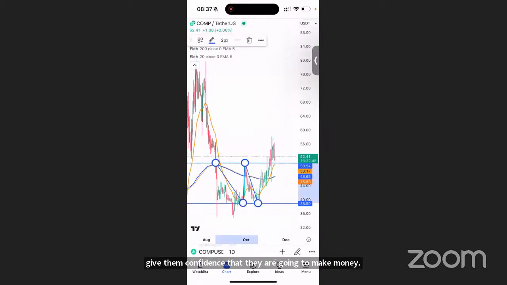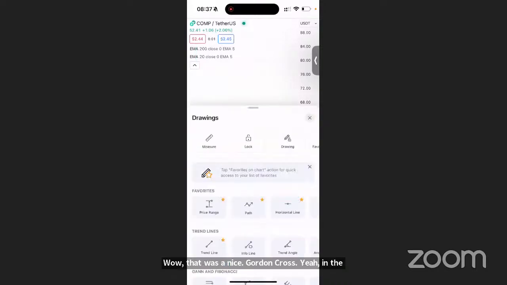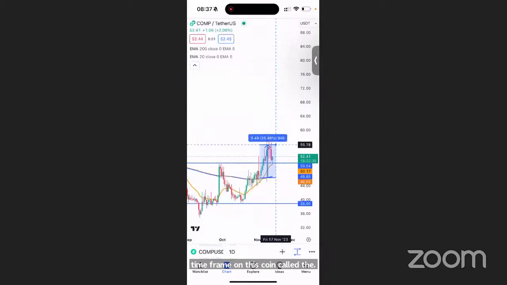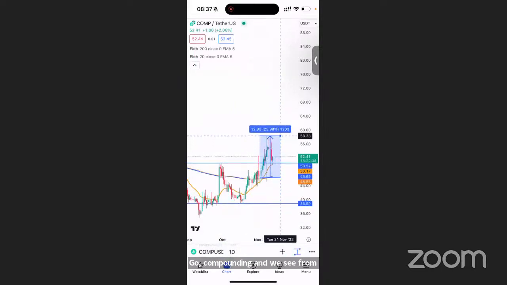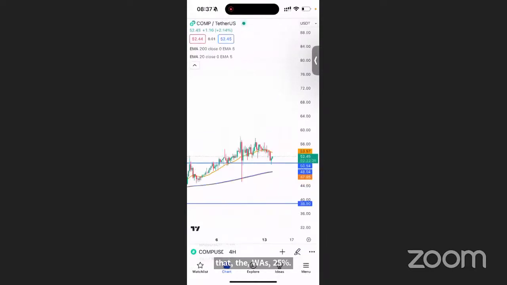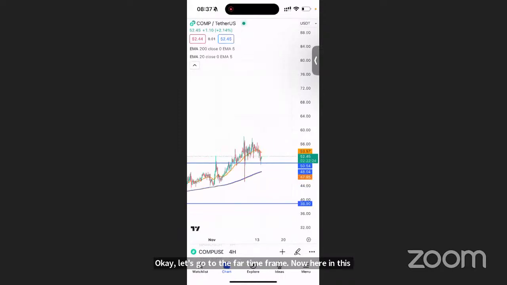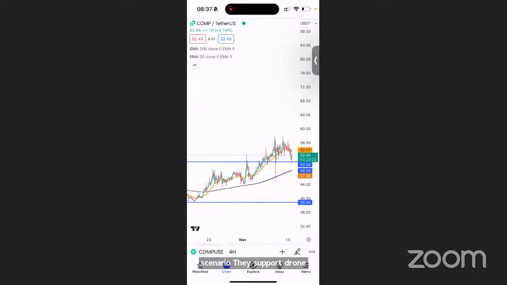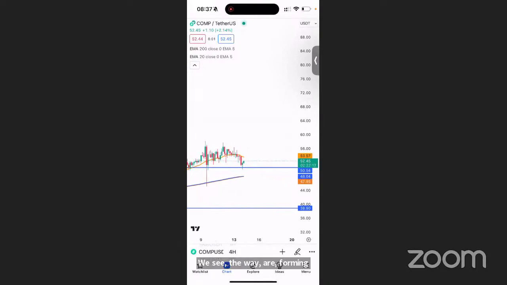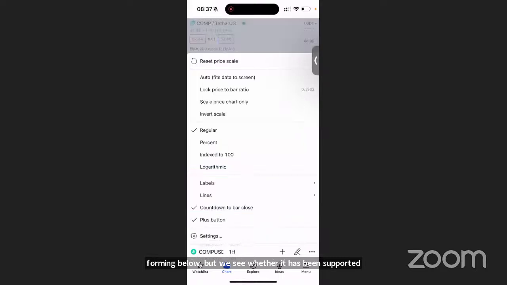Wow, there was a nice golden cross here in the 1-day time frame on this coin, and we see from here it's delivered. By the way, it usually delivers 25%. Okay, let's go to the 4-hour time frame. Now, here in this scenario, there is support drawn. We see candles were forming above, now they are forming below, but we see whether it has been supported or resisted.